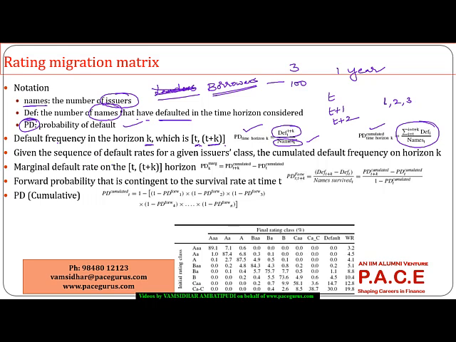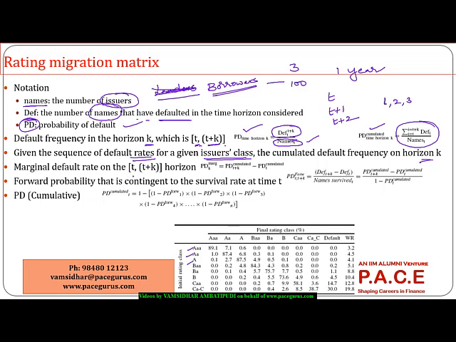So given the sequence of default rates for a particular class of companies, right? When I'm saying a particular class of companies, such as highly defaulting ones, this is where the ratings come into the picture. So we are getting the default rates for a given class. Here we are talking about the classes as AAA, AA, A, and so on. We are also looking at the cumulated default frequency on a horizon K. So within 1 year, within 2 years, within 3 years, what is the kind of defaults that are typically occurring?